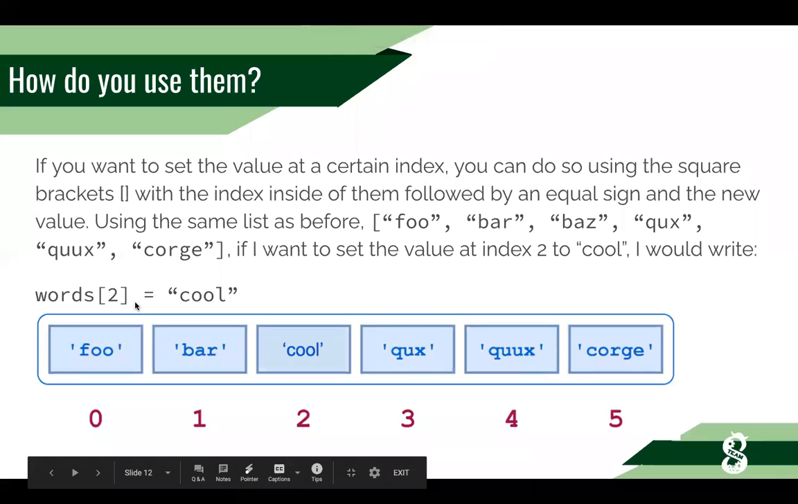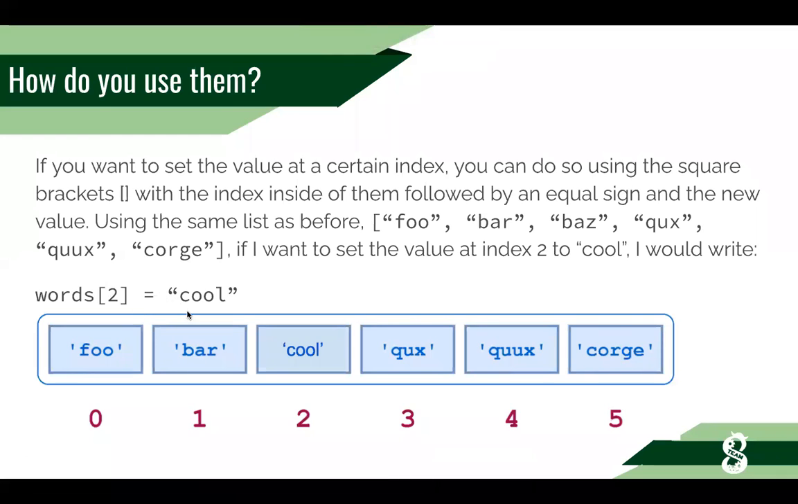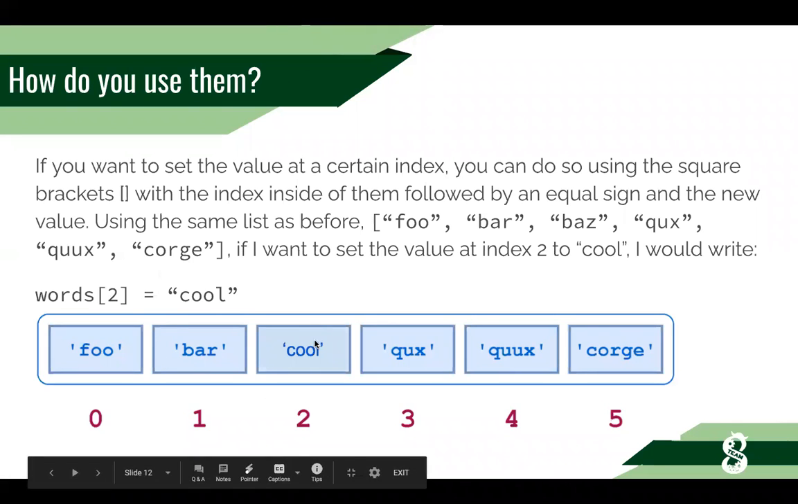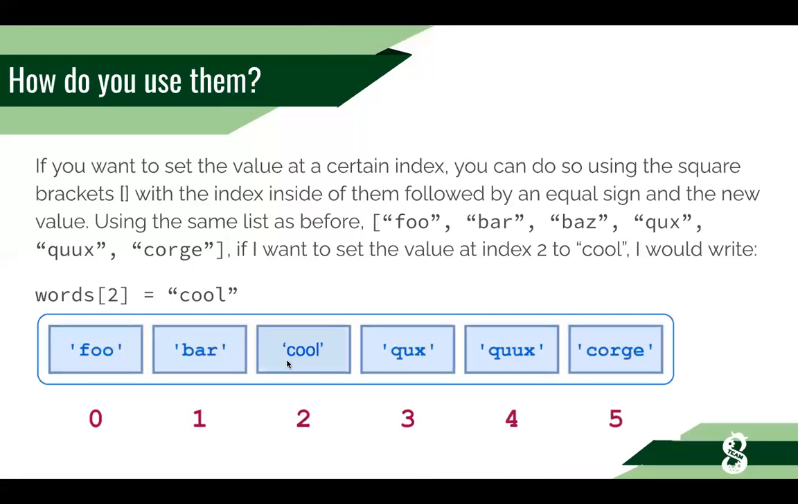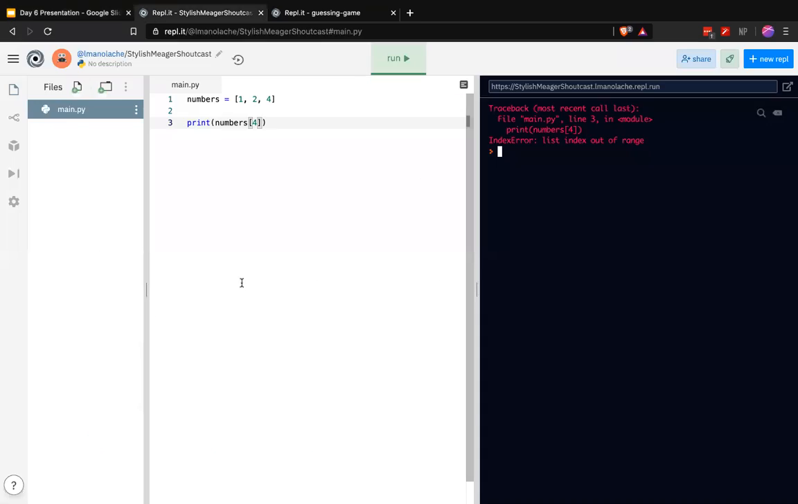Another thing you can do is once you have it, you can set it to a new value. So in this example, we have what's at index 2, and we set it to cool. So instead of it being bar or baz, it's now cool. This is really useful if you want to change stuff, for example, if you made a mistake or you want to change something because the program needs to change it. Let's see this in action.